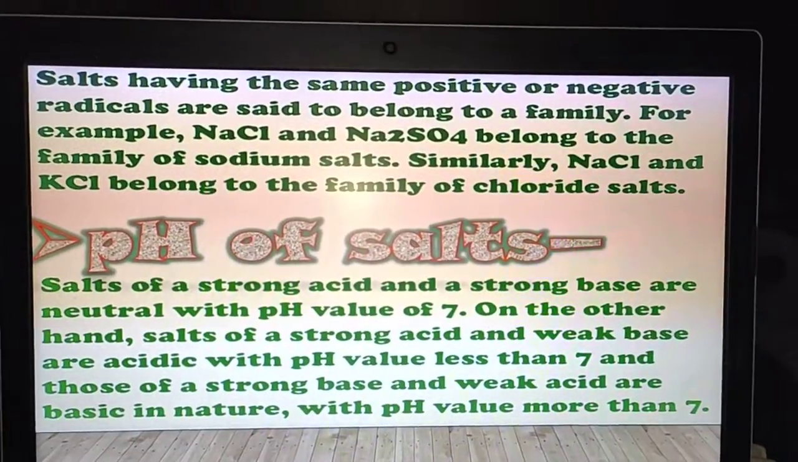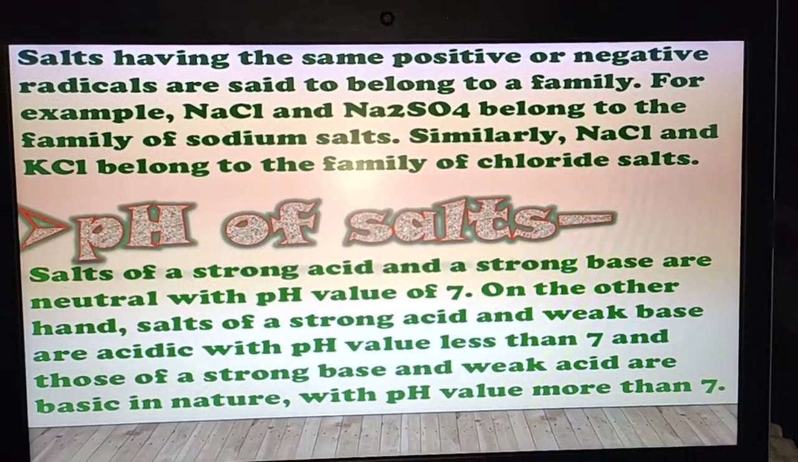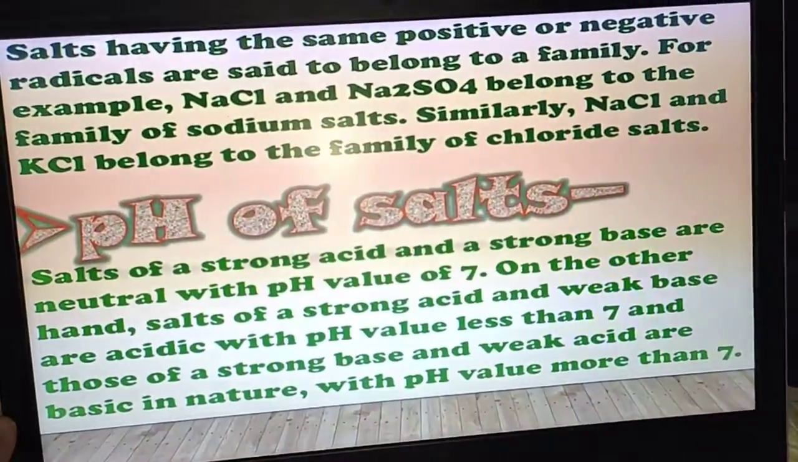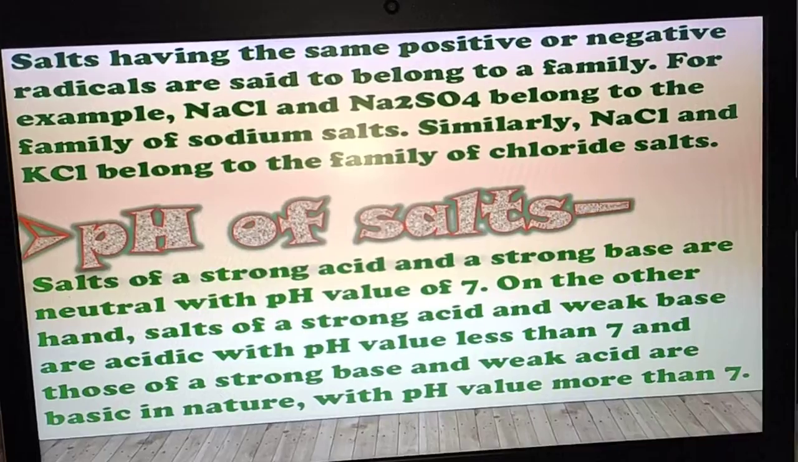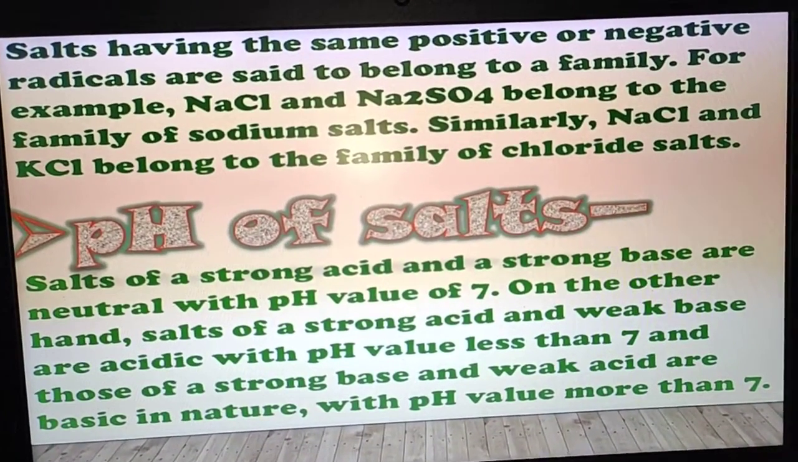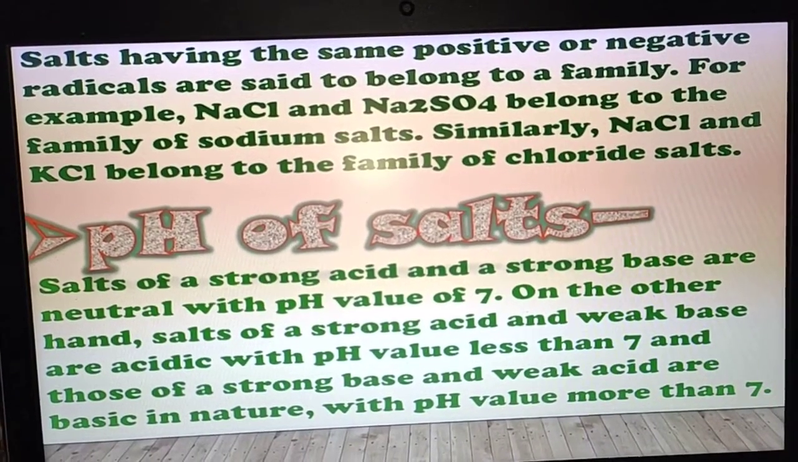Now, what is salt? A salt has the same positive or negative radicals. That means a salt consists of a positive ion, the cation, and a negative ion. That I explained to you in metals and non-metals, not in this chapter. Radicals are said to belong to a family.